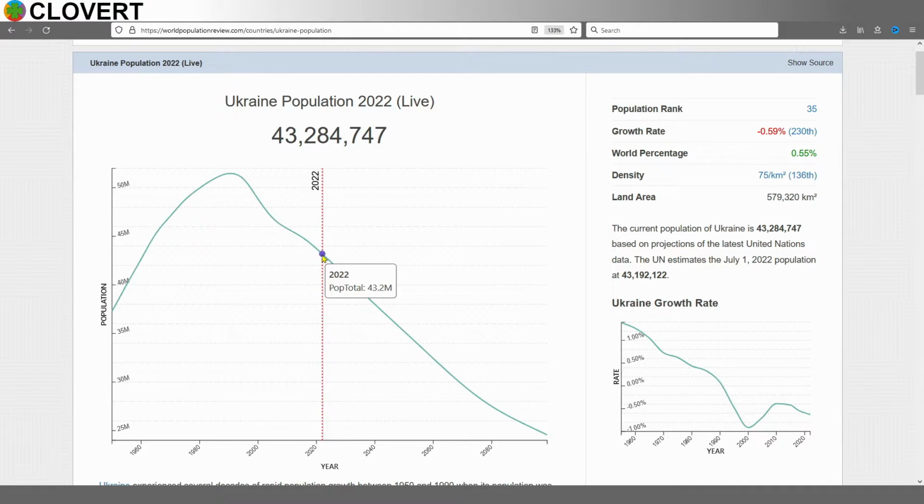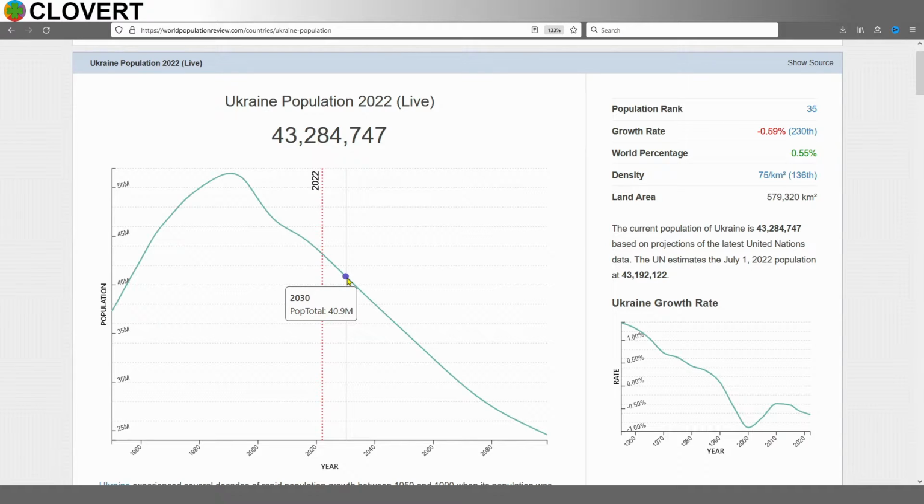The current population of Ukraine is 43.2 million. 43,284,747. Now look at what the population was in 1990. 51.5 million. So Ukraine has lost about 8 million people in the last 22 years. A staggering amount. So let's look at some dates here.